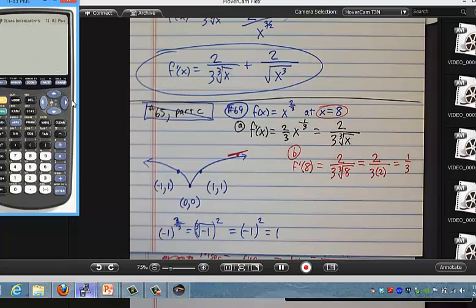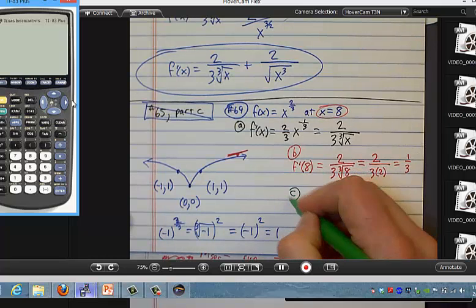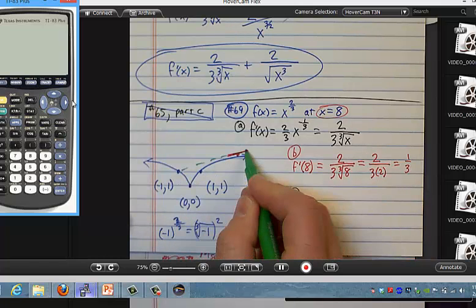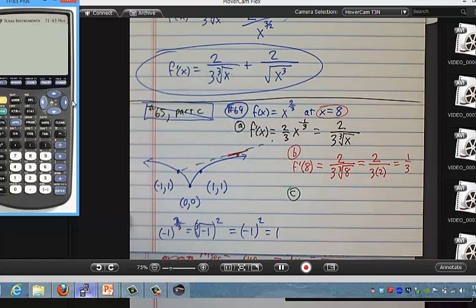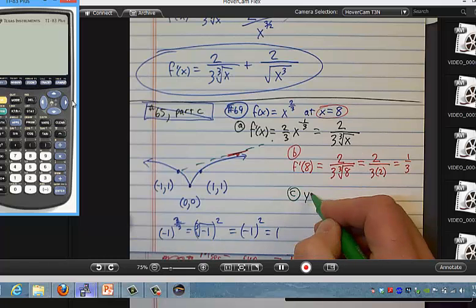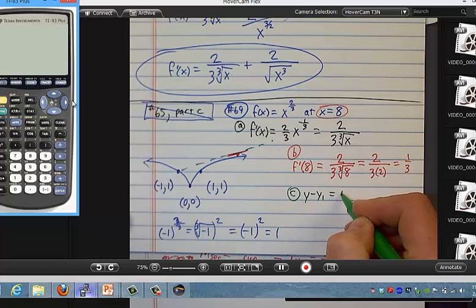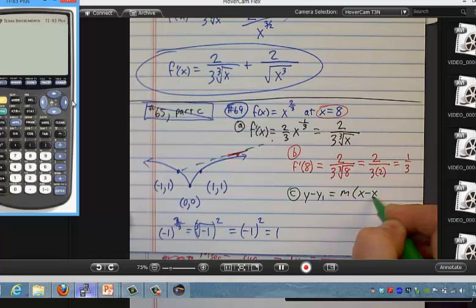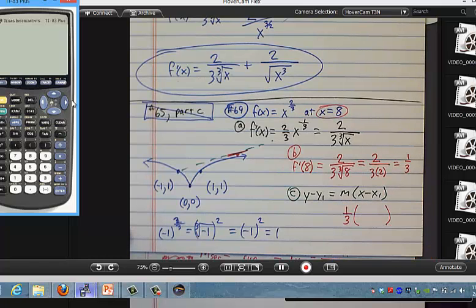And the person that asked about 65 asked about part C. For part C, we want to use point-slope form to come up with the equation of the line. If I want this green line, I'm going to use y minus y1 equals m times x minus x1. And now I know what I can do. I can fill in the 1/3 as my slope. I guess the only question is, do you guys know what to put in for x1 and y1?